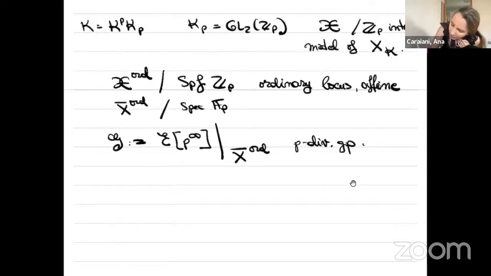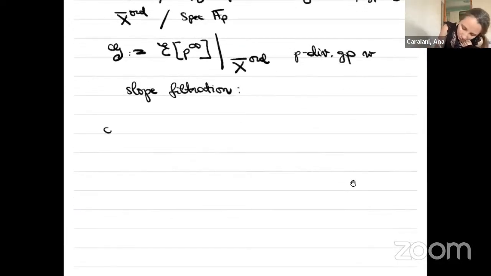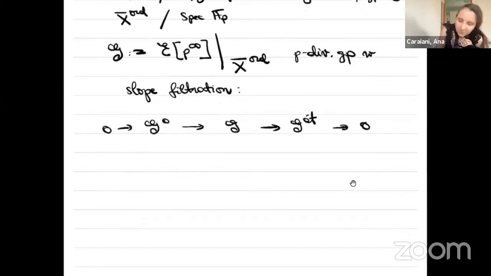Because you're restricted to the ordinary locus, it has a slope filtration, which is just consisting of a multiplicative piece and an étale piece. So G naught, G étale. Right, and the Igusa tower is a pro-finite étale cover of the ordinary locus that trivializes the graded pieces of the slope filtration. So G naught and G étale.